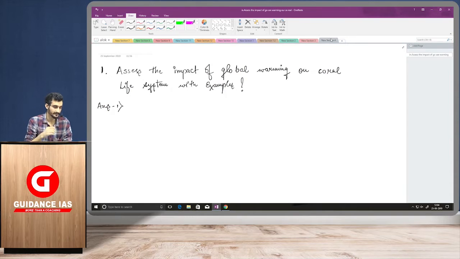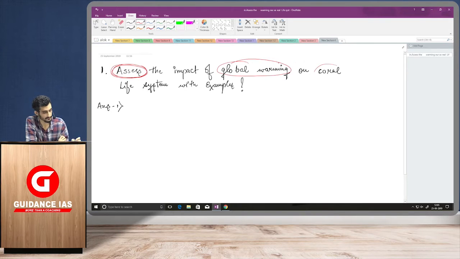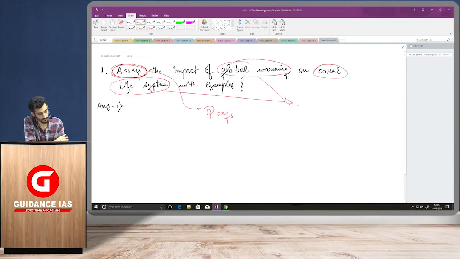The first question was, assess the impact of global warming on coral life system with examples. So if you talk about the question, there are a few things to keep in mind while seeing it. First is assess, the other thing is global warming, and the third is coral life systems. So assess is our question tag, and the main theme of the question is global warming versus coral life system.